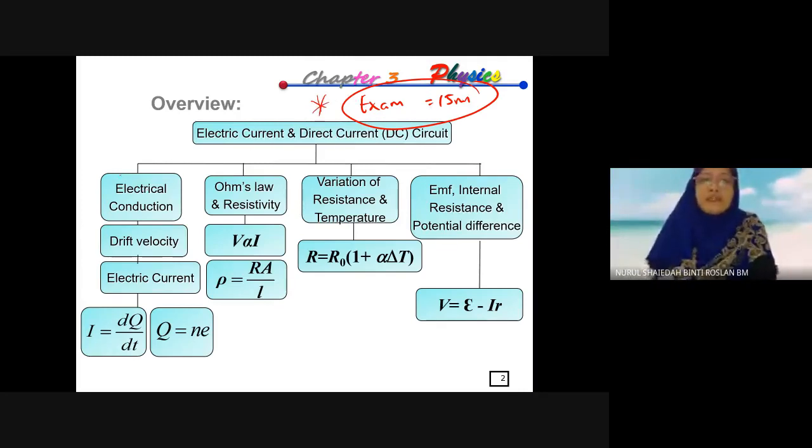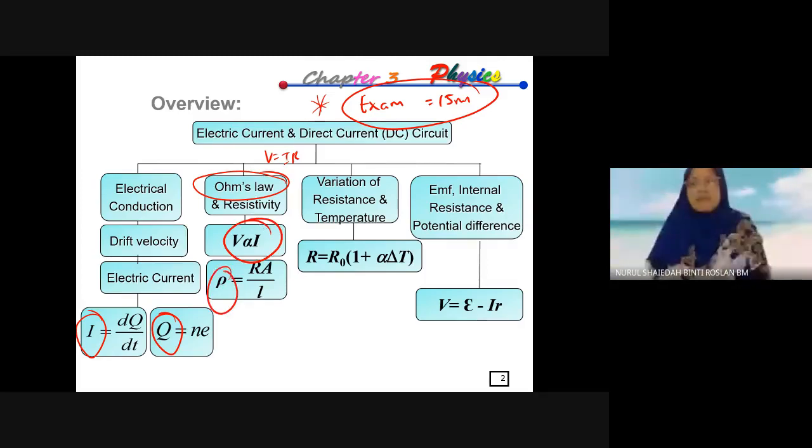The first one you will learn about electric conduction, drift velocity, electric current. Electric current, the symbol is I equals to dq over dt. And you learn also about charge equals to NE. And then we will learn about Ohm's law. Ohm's law actually you already learn in your amali. Amali itu you buatkan Ohm's law, V equals to IR, atau V is directly proportional to I at constant temperature.